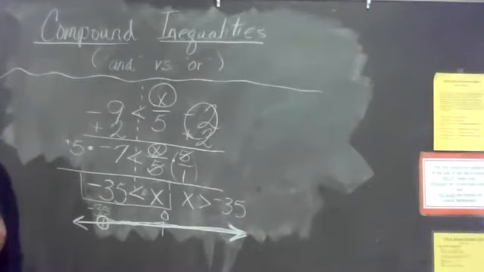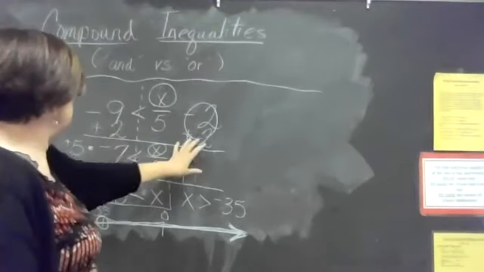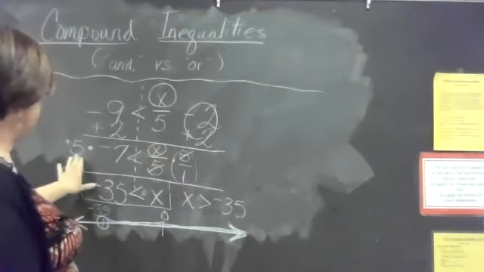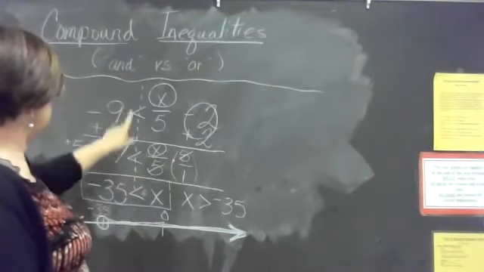Miss Deborah, was the sign supposed to change? Say it one more time. We weren't supposed to change the sign? No, there's not a place where you mathematically change the sign because we never divided or multiplied by a negative. At each step, here we added, here we multiplied, but it was by a positive. Yeah, it stays the same.